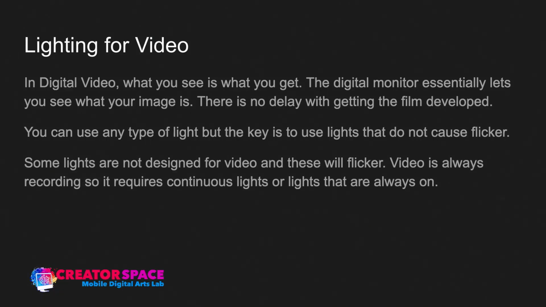A key thing about video is that it's always recording, so it requires continuous lights, or lights that are always on. That's the lighting for video: continuous lighting. We're not talking about just a flash or a strobe like in photography. We need lights that are always on, so we light and shape our light for what's always going to be on.